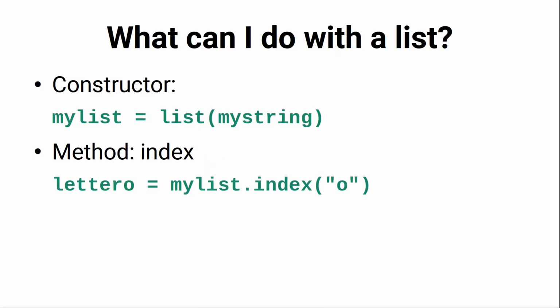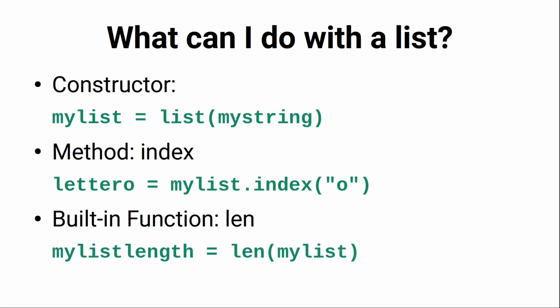There are a bunch of other methods we can look at another time, but there is a built-in function that is very useful for lists. To get the length of any object that's a sequence of elements, including strings and lists, you can pass it to the len function, which will return the number of elements in it. Let's give that a try in the shell.